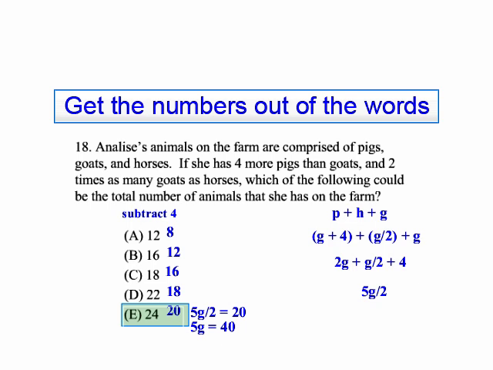If we want to look at the others just to be sure, 5/2 goats equal 8, 5 goats equals 16. Nope. 5 will not go evenly into 16. You can't have half a goat. 5 goats equal 12, 5 goats equal 24. Again, 5 doesn't go evenly into 24. 5 goats over 2 equals 16, 5 goats equal 32. 5 doesn't go evenly into 32. 5 goats equal 18, 5 goats equal 36. 5 won't go evenly into 36.